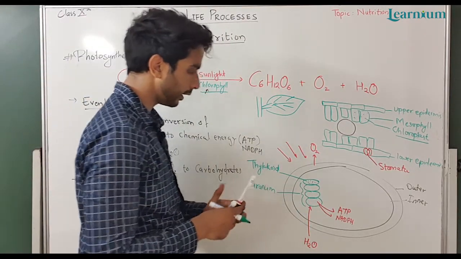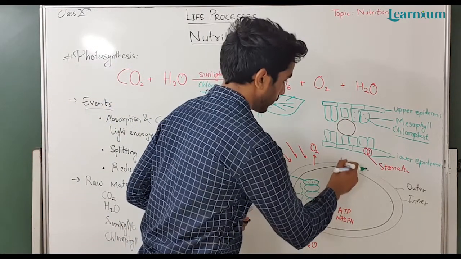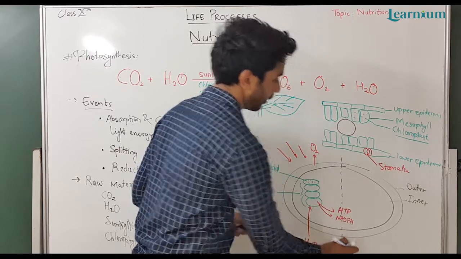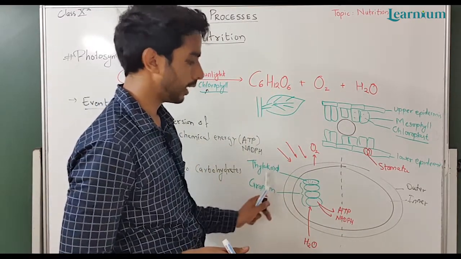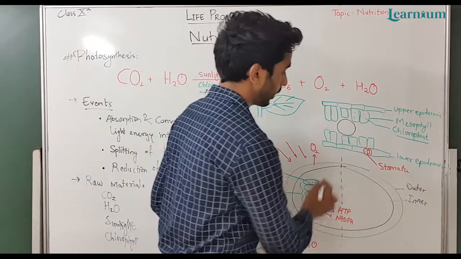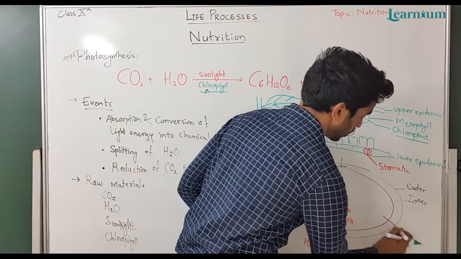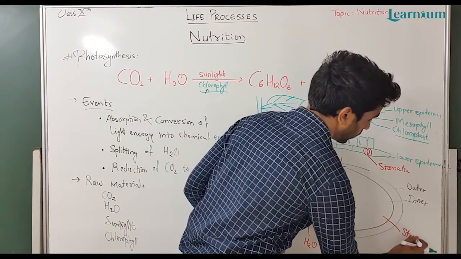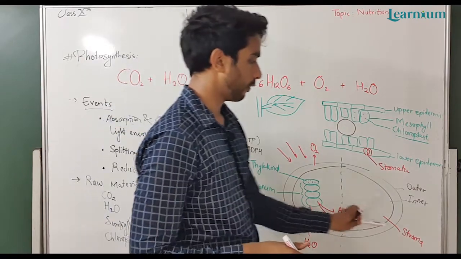So I can divide the whole process into 2 phases. The first phase is light reaction and the second is dark reaction. So these are the thylakoid and granum. This matrix is known as stroma, or matrix. So this is the site for dark reaction.